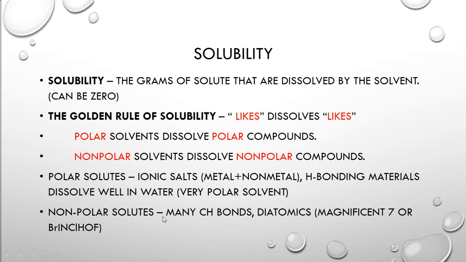Nonpolar solutes, you're looking for things with many CH bonds, the diatomics, the Magnificent Seven, or what we call Brinkelhoff: bromine, iodine, nitrogen, chlorine, hydrogen, oxygen, fluorine. So Br2, I2, N2, Cl2, H2, O2, or F2. They share electrons equally, so they're very nonpolar. I don't love that myself. CH bonds is more important. If you have a lot of CH bonds, you're very nonpolar.